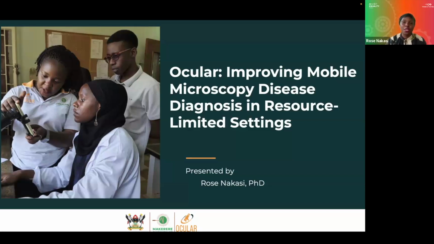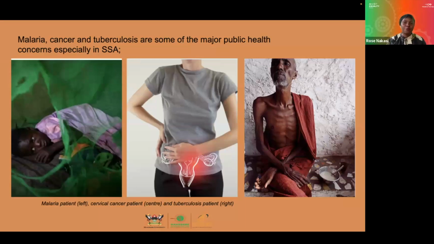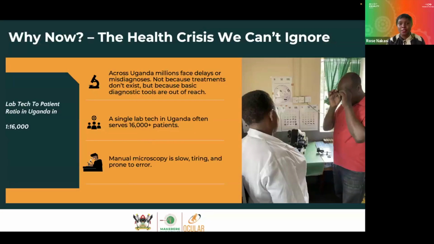I'm going to be talking about our Ocular Project, which is on improving microscopy disease diagnosis in resource-limited settings. Now, one of the challenges that we face in sub-Saharan Africa with diseases such as malaria, cancer, and tuberculosis, which are some of the major public health concerns, especially in our context, is that we do lack enough trained experts to support the diagnosis of such diseases.